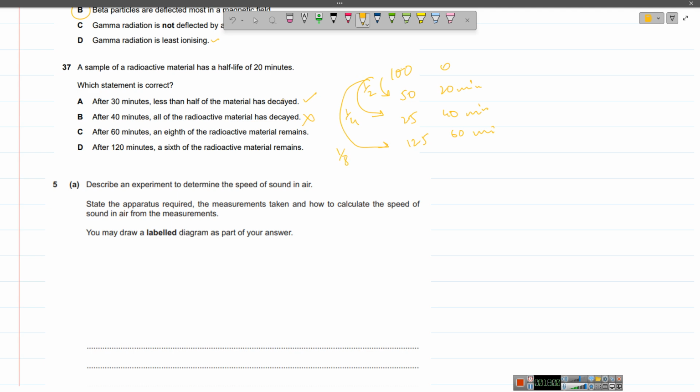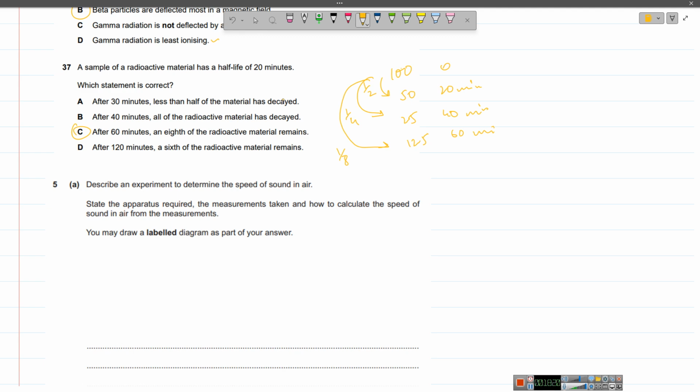1 by 8. So yeah, right. So the most accurate statement is this one, right? The first one appears to be correct, but less than half of the material has decayed. That's hard to say, right? Very hard to say. This is most accurate because 1/8 is left from the original value.